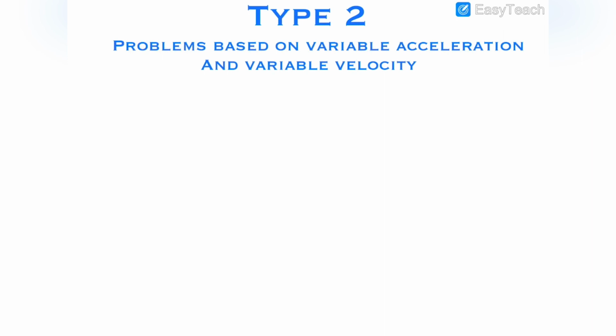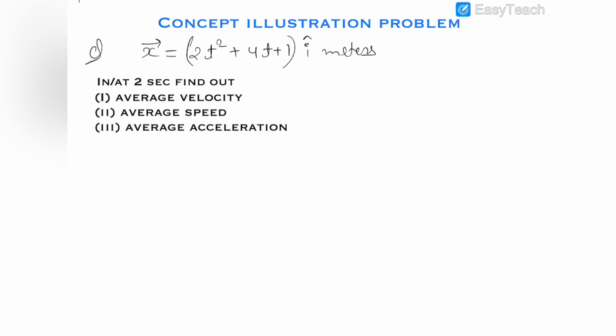This is a type 2 problem in which we will be dealing with problems on variable acceleration and variable velocity. So let us see the first concept illustration problem. You can see that for a particle which is restricted to move only on the x-axis, the x coordinate is linked with time with this equation, and we have to find out the average velocity, average speed and average acceleration in 2 seconds.